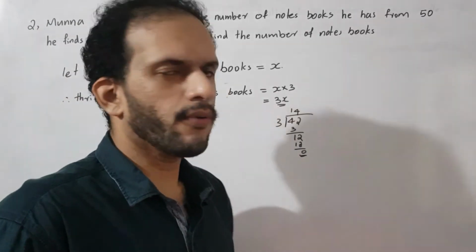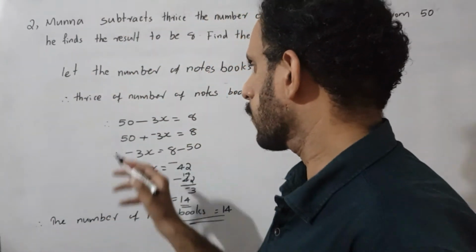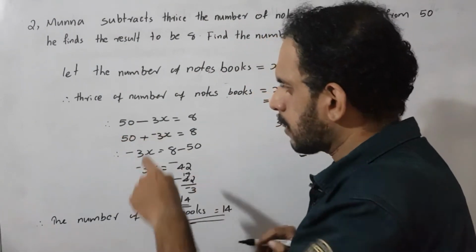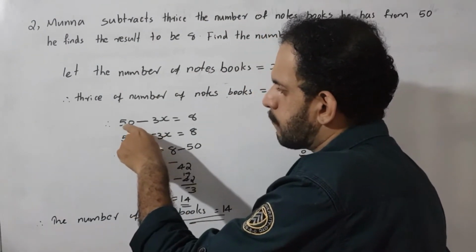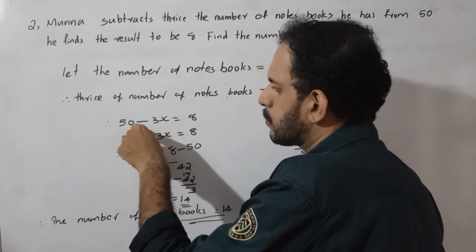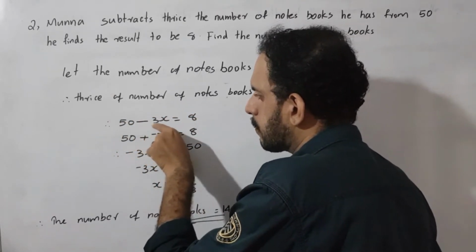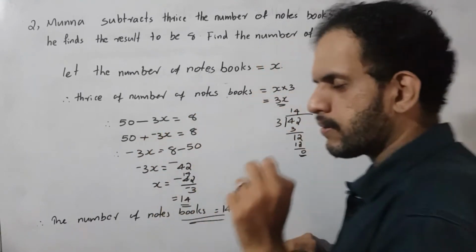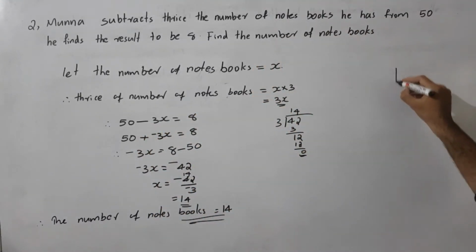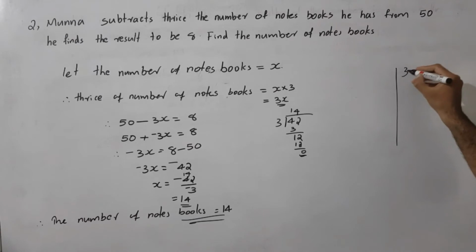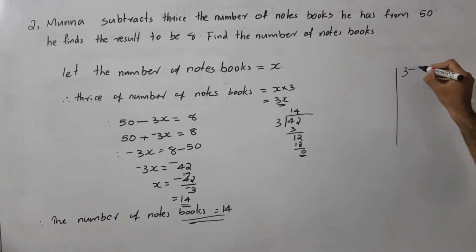Okay, then don't forget the idea of what we are doing here. If it is possible to transpose in this step itself, if we transpose 50 to the other side, what is remaining here? Here is remaining minus 3x. For example, if we have an equation like this, 3 minus 2x is equal to 5.